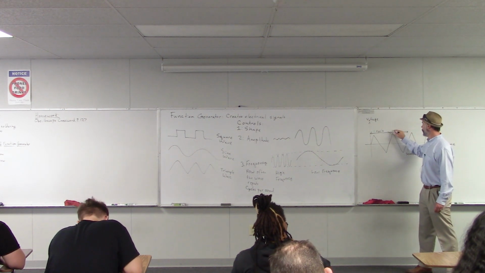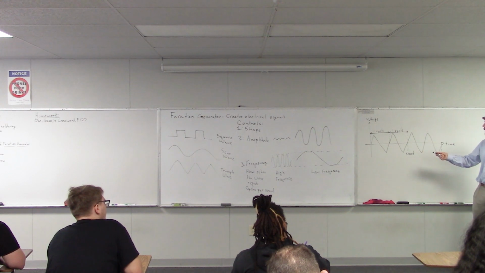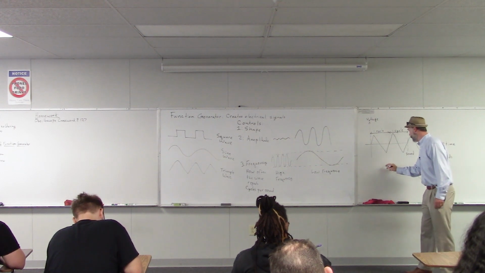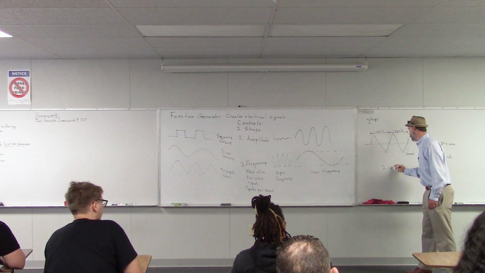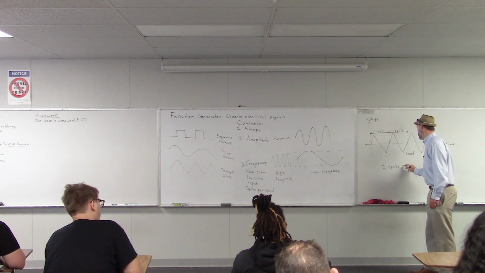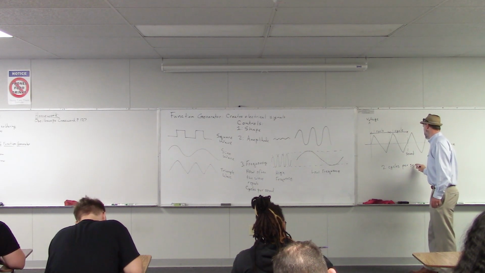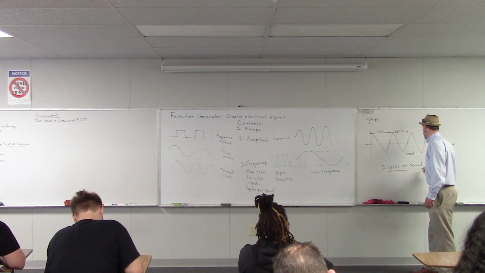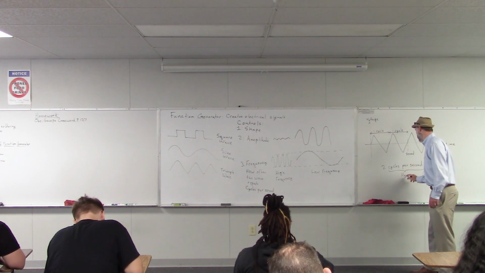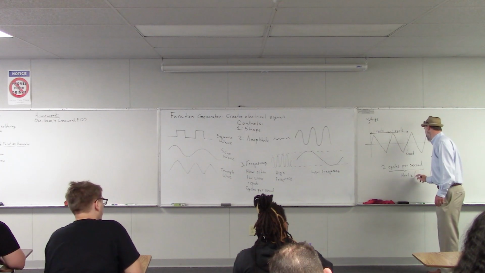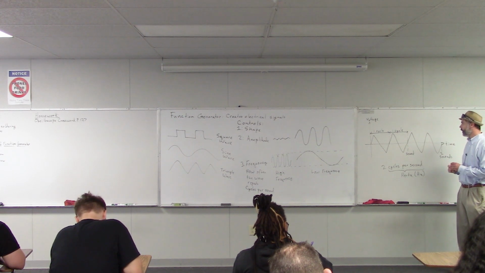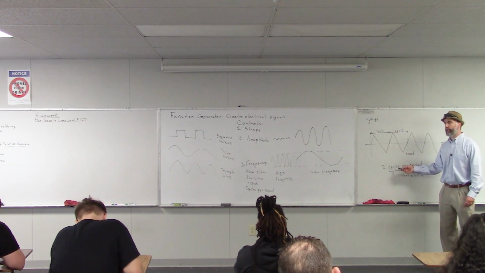So how many cycles are there in 1 second here? 2. So this wave has a frequency of 2 cycles per second. And cycles per second is also called hertz, which is abbreviated Hz. So that's how we get cycles per second.